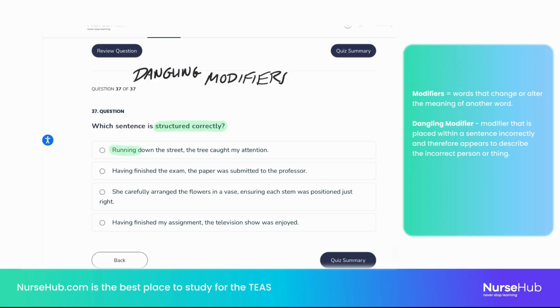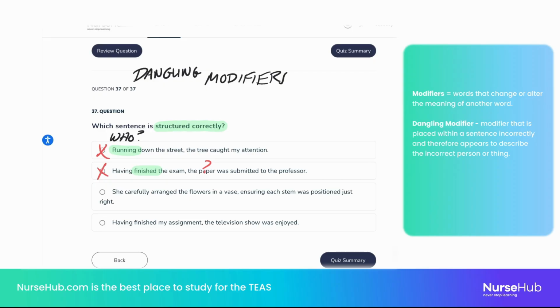The biggest question here is who is running down the street? Who's doing the running here? Running's our modifier. Who's doing the running? So that is not our correct answer because it leaves that question. Having finished the exam, the paper was submitted to the professor. Again, with this one, having finished the exam, who finished the exam? Is it the paper that finished the exam? I'm not sure who finished the exam, so that one's not right.